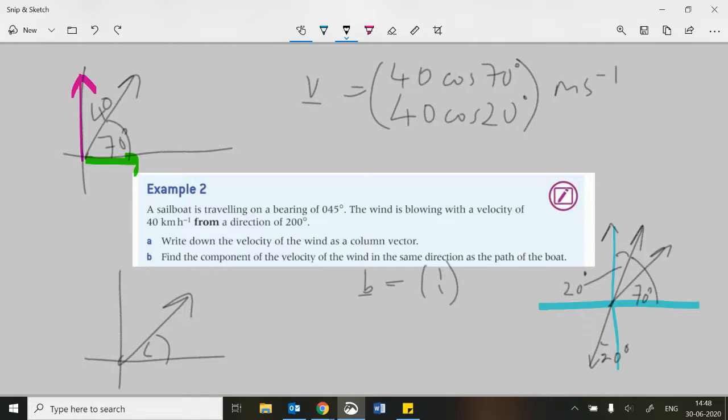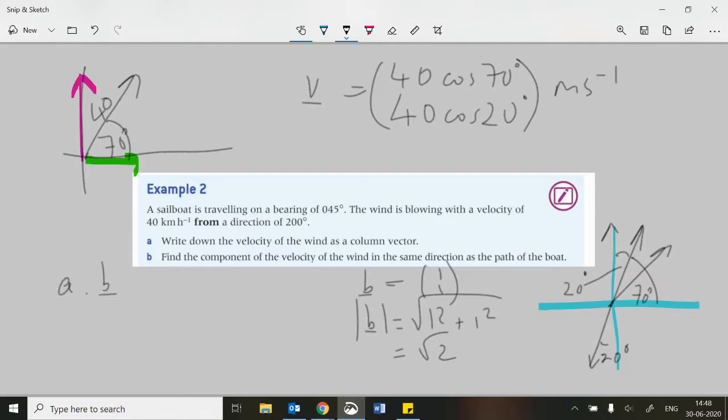So the direction vector is 1, 1, and the length of b is equal to the square root of 1 squared plus 1 squared, so square root of 2. And that's just the direction of b. But now remember the formula which we had before. We had a dot b divided by the magnitude of b is what we need to work out. Now a in this case is v.